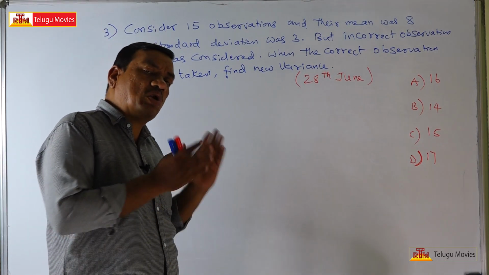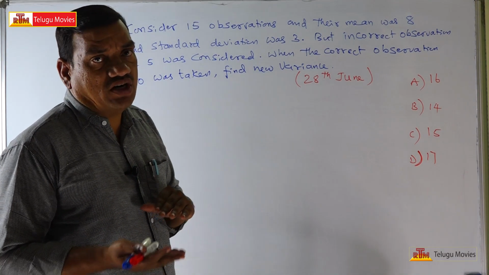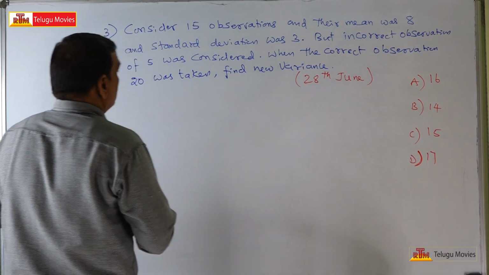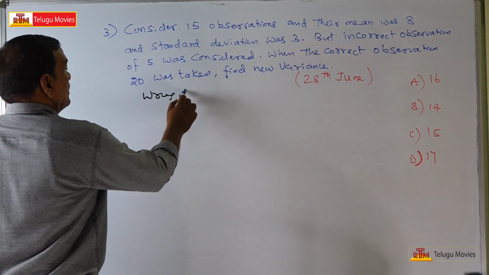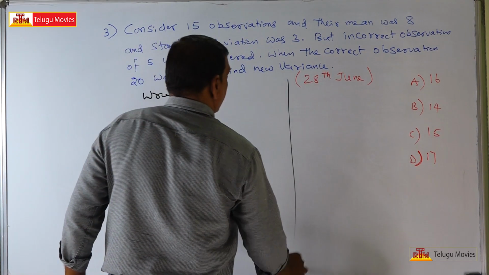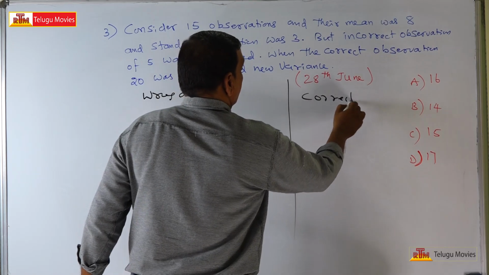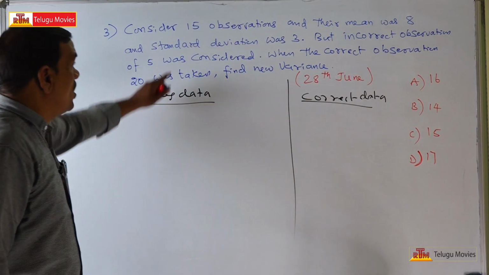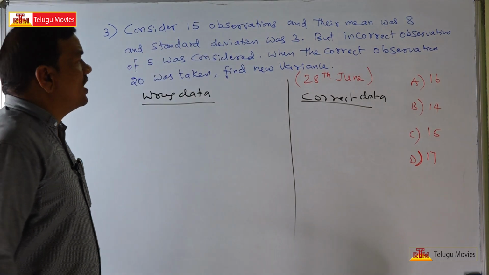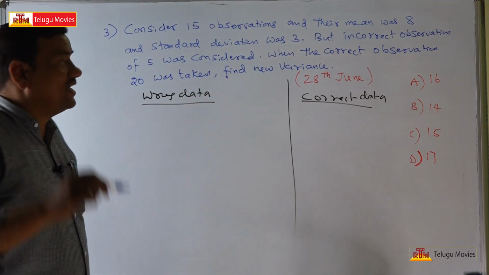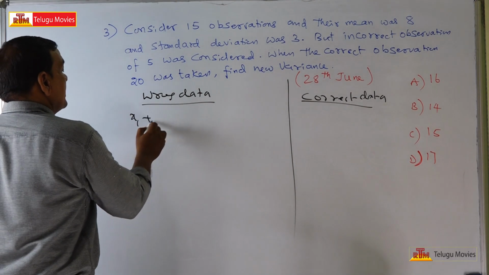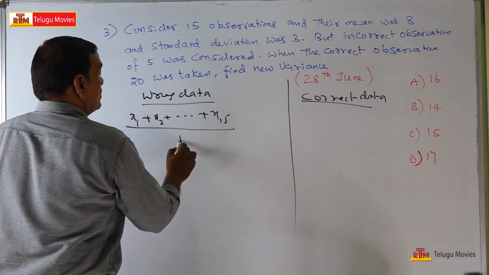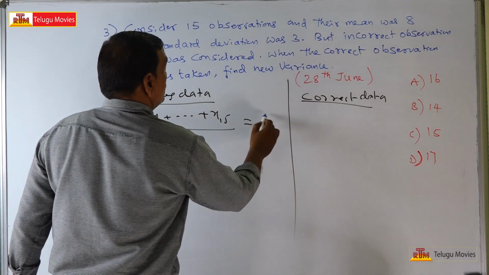So here also there is wrong data and correct data. So here, what is the wrong data? This is the wrong data. Now here, the correct data. So wrong data: consider 15 observations and their mean was 8. So what are the 15 observations? x1 plus x2 plus so on up to x15, the sum of the observations divided by the number of observations is equal to 8.